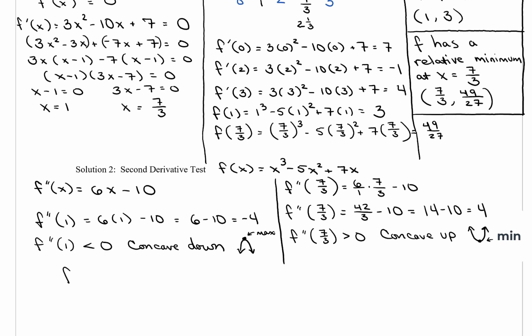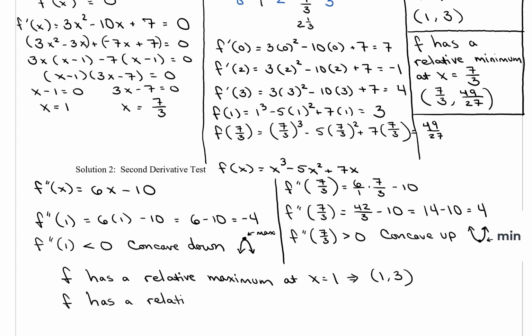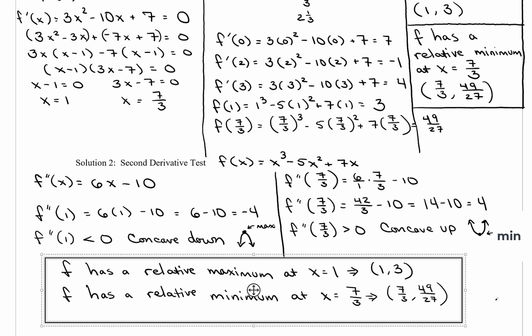F has a relative maximum at x equal to 1, and this ordered pair is going to be at 1, 3. And f has a relative minimum at x equal to 7/3, and this ordered pair is going to be located at 7/3, 49/27. I'm going to go ahead and box in that conclusion. And that's going to be our answer.